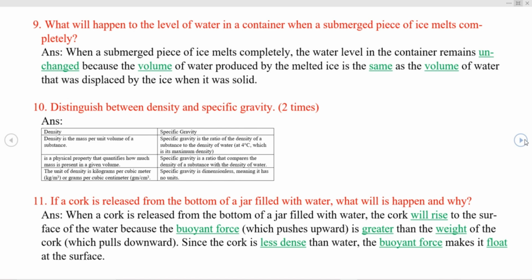Another question: if a cork is released from the bottom of a jar filled with water, what will happen and why? When a cork is released from the bottom of a jar filled with water, the cork will rise to the surface of the water because the buoyant force is greater than the weight of the cork. Since the cork is less dense than water, the buoyant force makes it float at the surface.